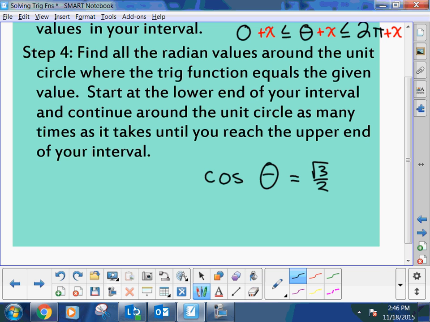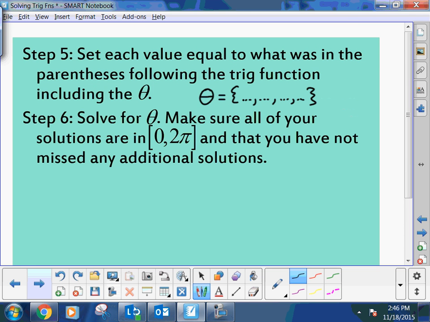So this is what's going to occur. You're going to expect to get more than one value. So once you find them, you're going to set each value equal to what's in the parentheses following the trig function, including the theta.